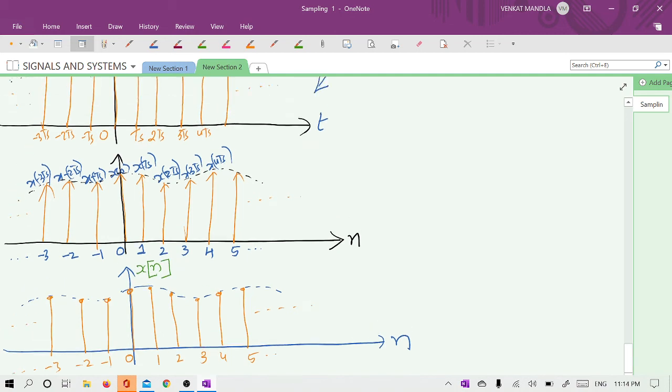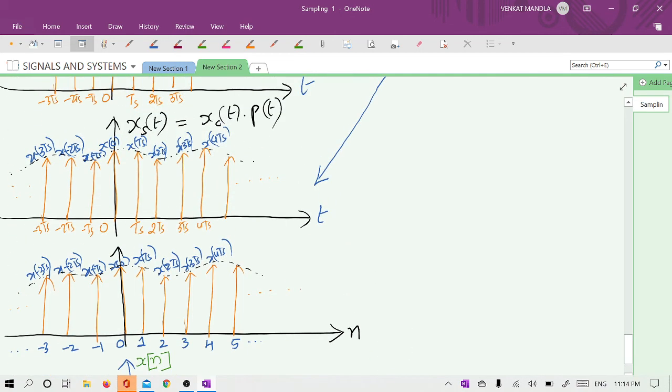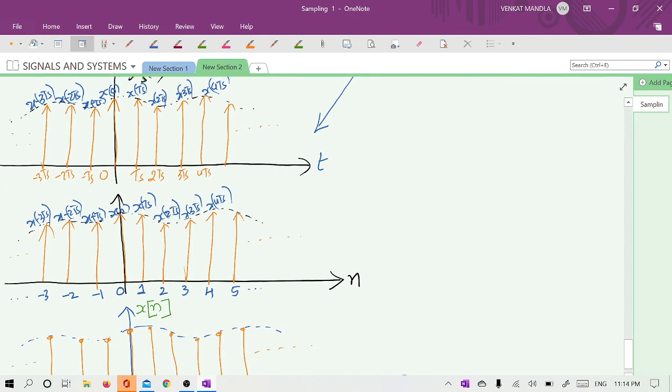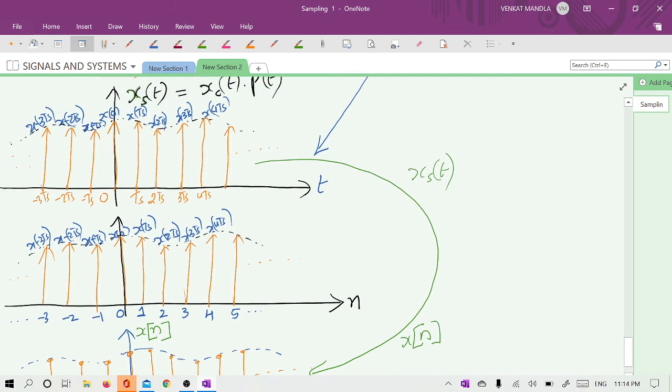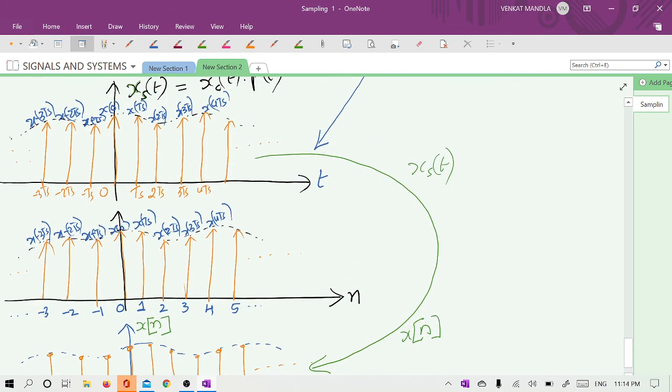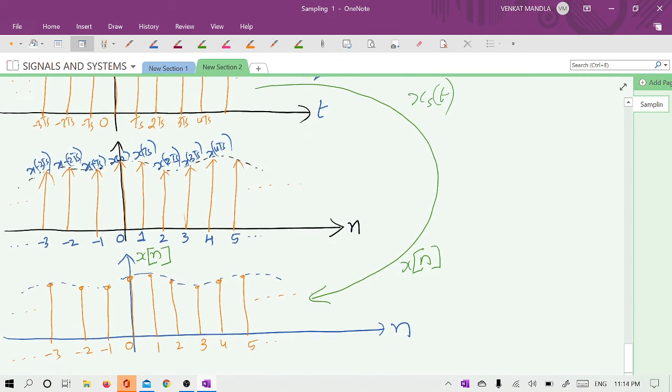This is xs of t. So from xs of t to x of n, have I lost information? No, I have not lost any information here because the values are the same.